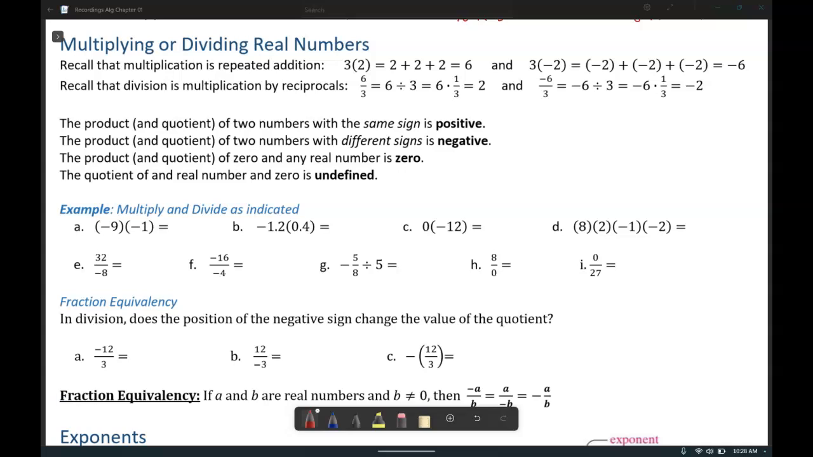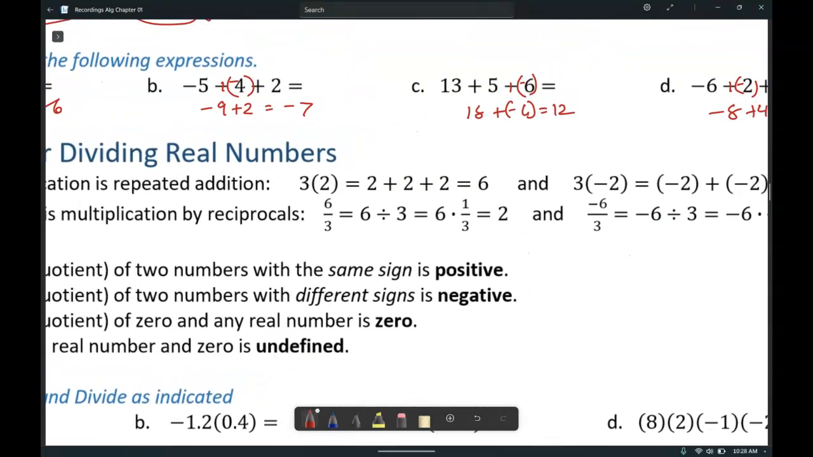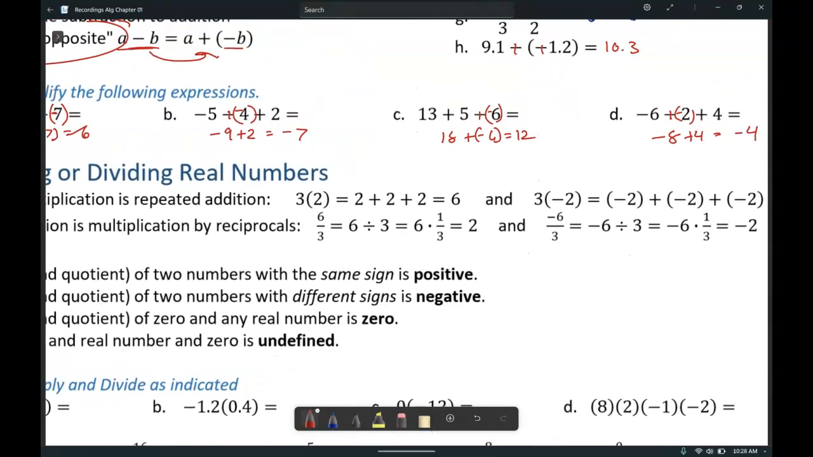Next part of our section on operations with real numbers will be the rules associated with multiplying or dividing real numbers. Multiplication just breaks down to be repeated addition. So when we look here at this example, we see we have 3 times 2. And so this just says we need 3 2's. We take 3 2's and add those up together, and that's how we get 6. Think of it as 2 three times.